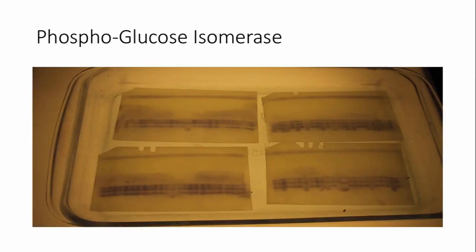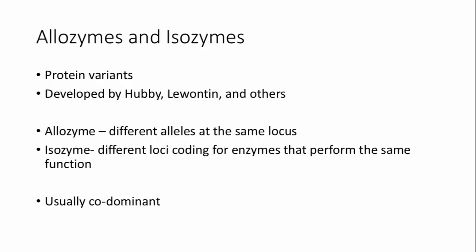Basically all plants, animals, fungi, and aerobic bacteria have phosphoglucose isomerase. And you can see that there are multiple copies. These are protein variants, and they differ by size and charge. We call allozymes and isozymes sometimes the same thing. The allozyme is technically different alleles at the same locus.